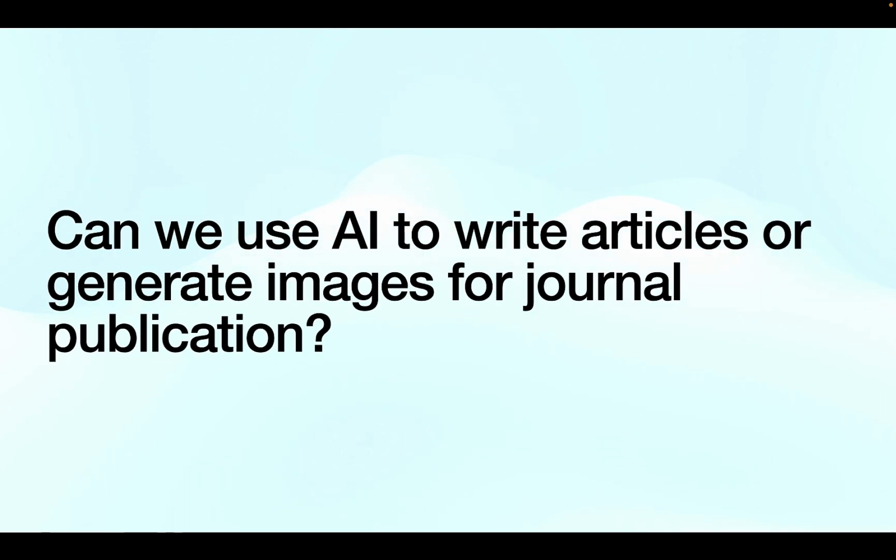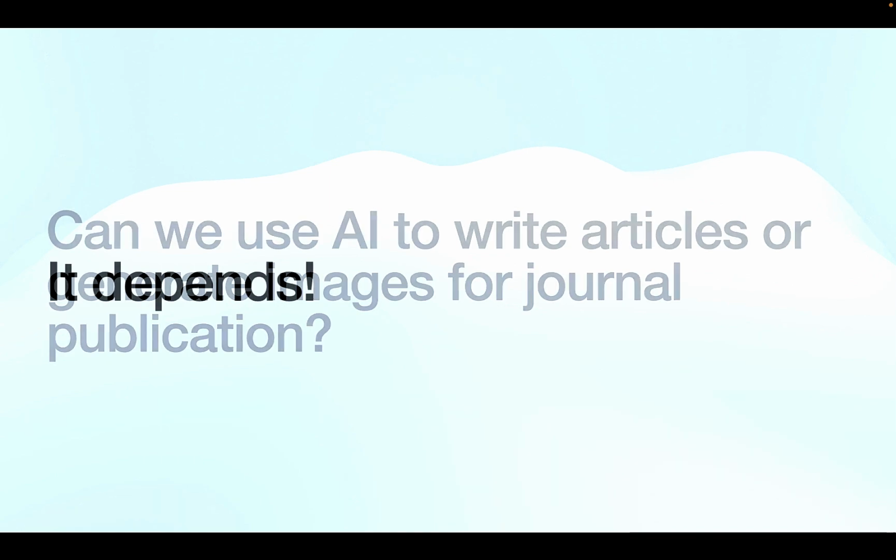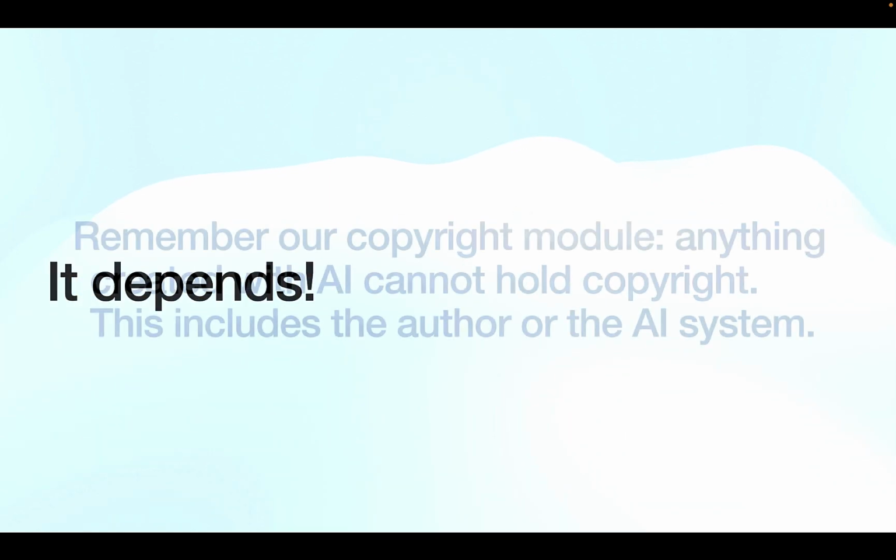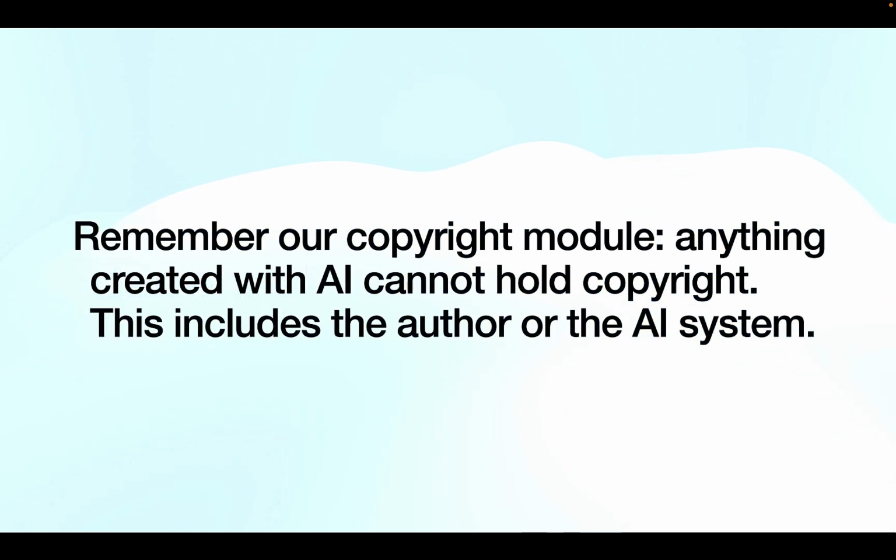The first question we want to ask ourselves is, can we use AI to write articles or generate images or code for journal publication? And the answer is, it depends. Some of the journals want different things. And if we remember our copyright module, anything created with AI cannot hold copyright. So this includes the author or the AI system. And this is important when it comes to looking at some of these policies. We're going to go over several today, which are listed in our module resources.